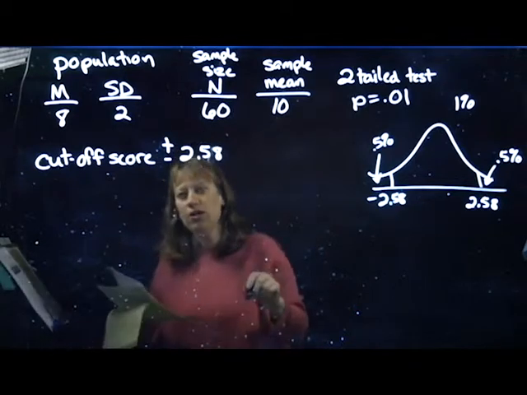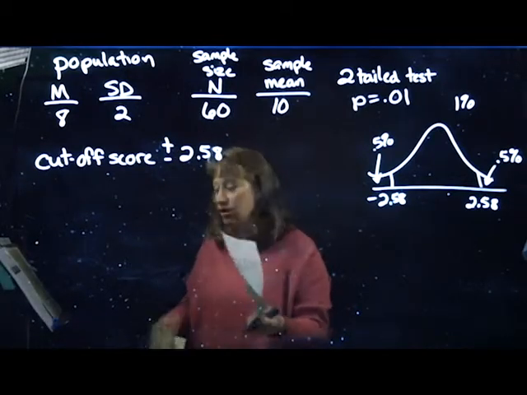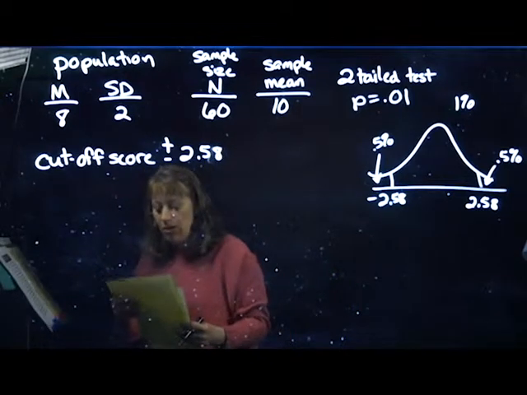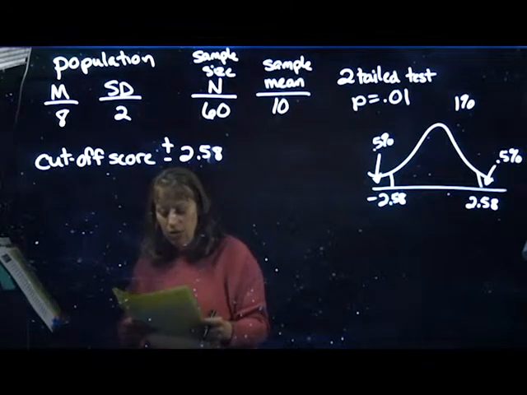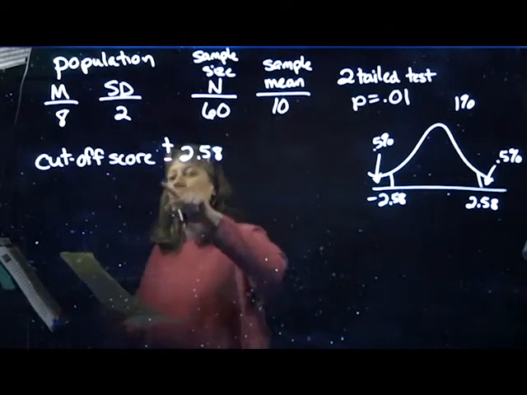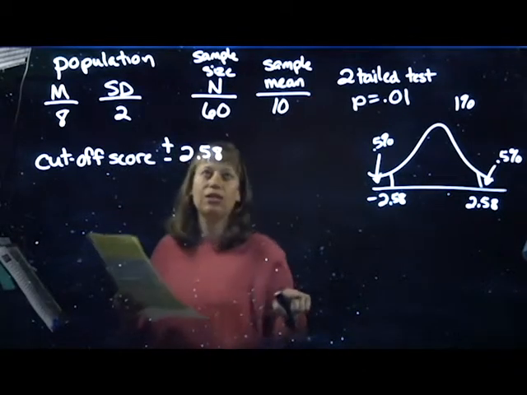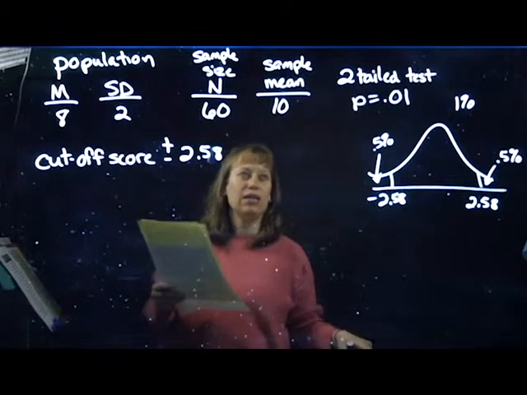So now that we know what our cutoff score is, we can start working on this problem. We have this information here in the problem. We know the mean of the population, the standard deviation of the population, our sample size, and our sample mean.